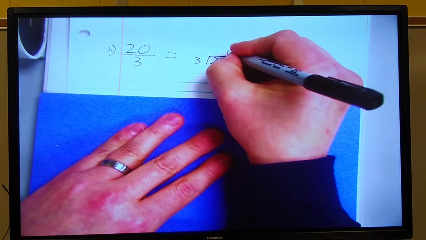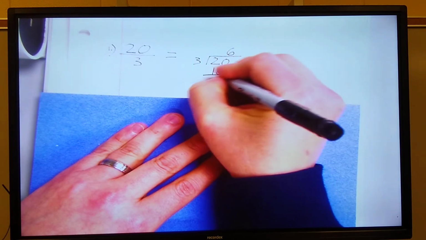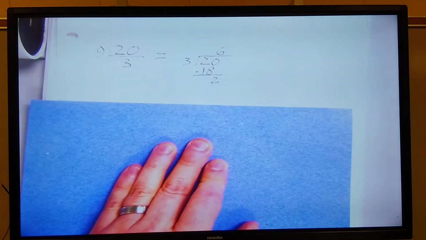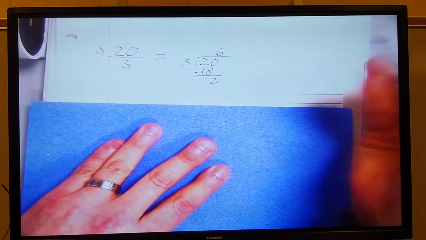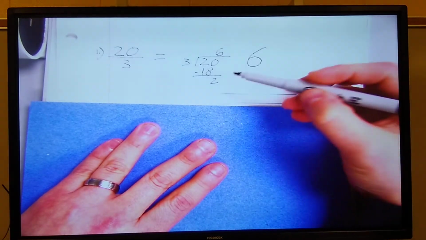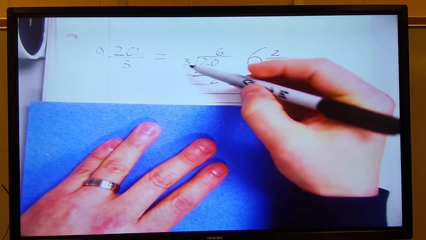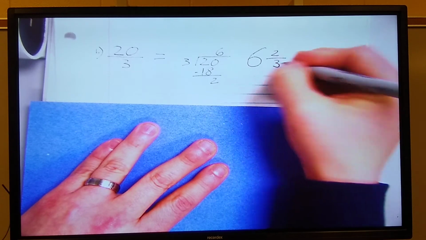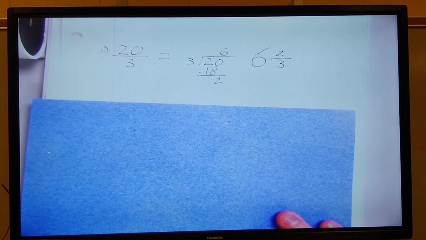6 times. 6 times 3 is 18. 20 minus 18 is 2. Now once you have your remainder, you stop. Now all these numbers mean something. Your quotient is your whole number. Your remainder is your numerator, and your denominator always stays the same. So your divisor here is your denominator. The answer is 6 2/3.